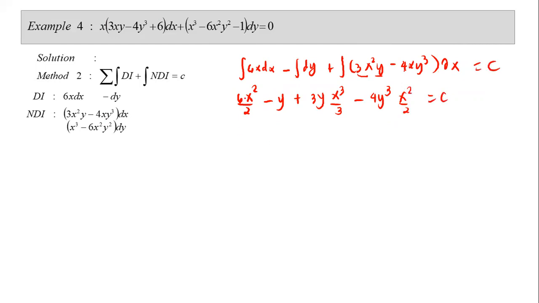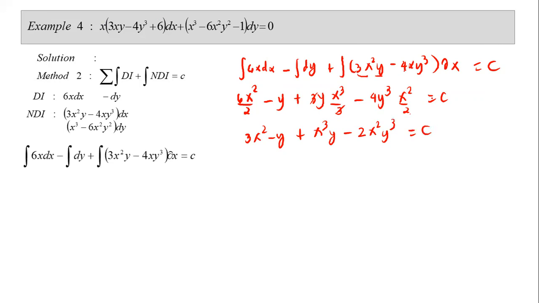All right, so 6 over 2, that's 3x squared, minus y, plus 3, cancel it out, that's x cubed y, minus 4 over 2, that's 2x squared y cubed, and that is equal to c. And then you shall have 3x squared minus y plus x cubed y minus 2x squared y cubed equals c.